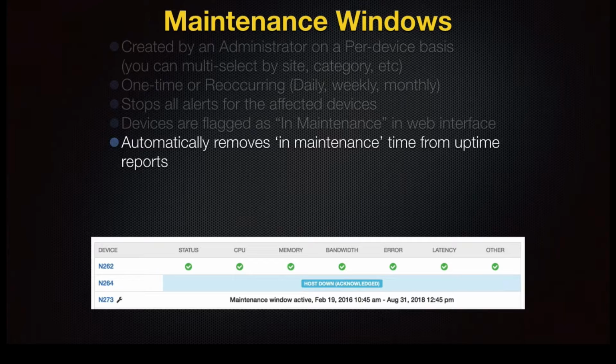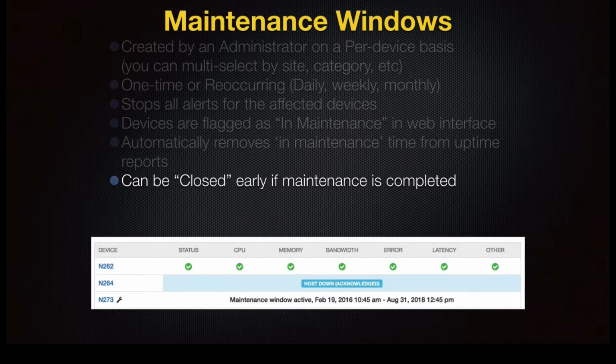Also, any time in maintenance is removed from the uptime report. So if I have only scheduled downtime during a month, running an uptime report is still going to show 100% uptime for me. And you can close maintenance windows early if you complete maintenance and start all of the monitoring again.